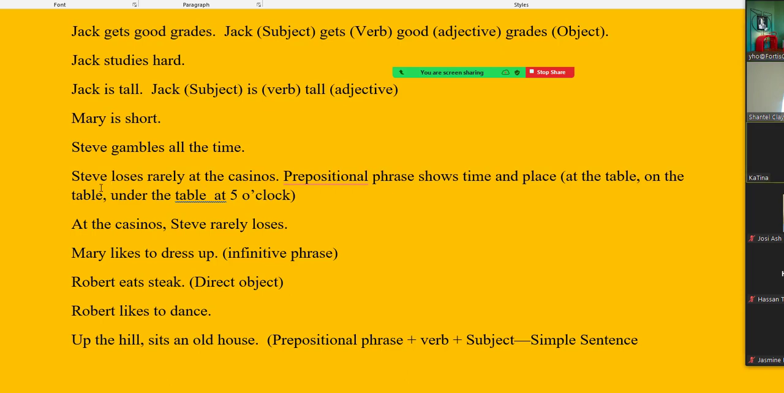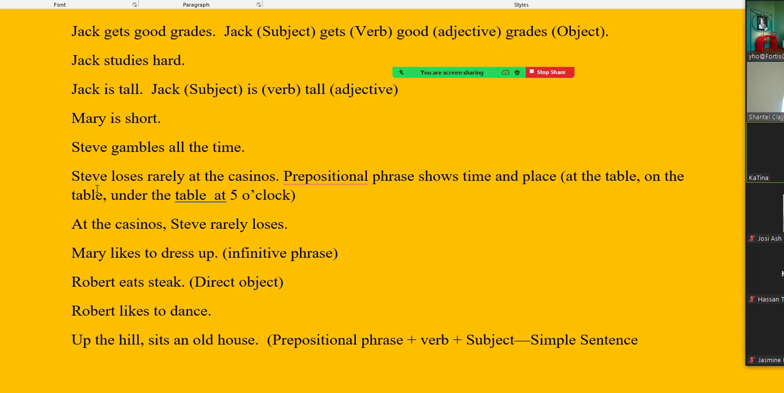Katina. Oh, Lord. What's your question? What are the parts of speech in this sentence? Well, it's easier than the subject. You want to know subject, verb, and object? Yes, you can do it that way too.